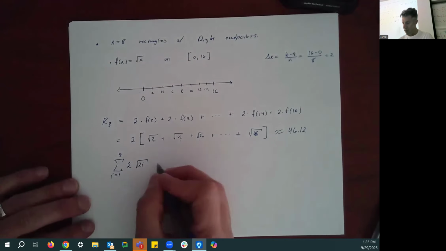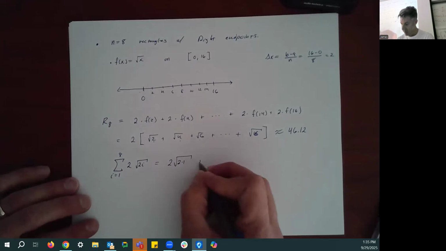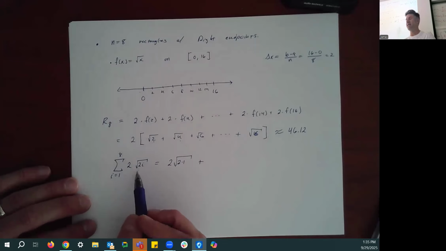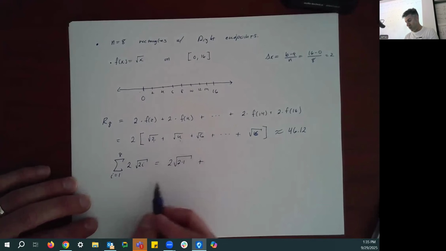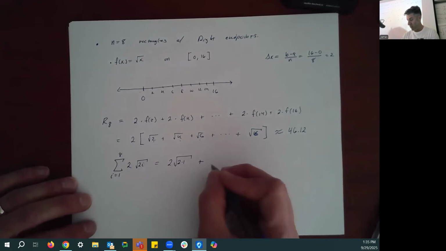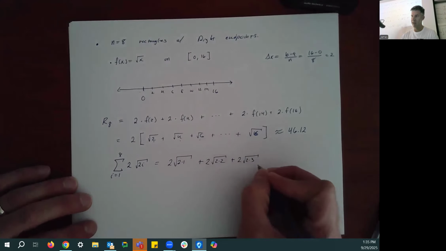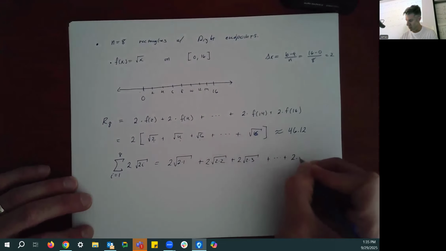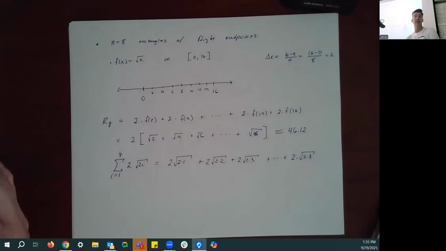If I plug in 1, I get 2 times the square root of 2 times 1. Plus, because that's what this sigma notation means, you plug in your subscript, or your index is actually the right word here. And then after you plugged it in, you add, and then you do it again for the next integer, which is 2. And you get 2 times the square root of 2 times 2. Plus, then we plug in 3 and get 2 times the square root of 2 times 3. And so on, and so on, and so on. Until the very last one, which is 2 times the square root of 2 times 8. Which is exactly the same as up here, just written slightly differently.